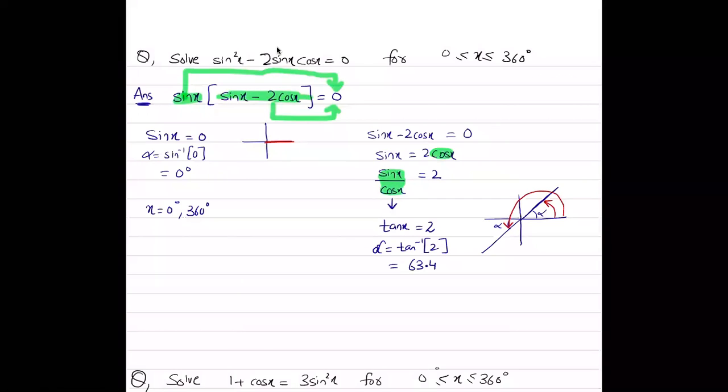Is that correct, Vana? Yes, sir, it's correct. Okay, so if the basic angle is 63.4 and one of the angles is 63.4, the other angle is going to be 180 plus 63.4. So the two values of x are going to be 63.4 degrees and 180 plus 63.4, which comes out to be 243.4.